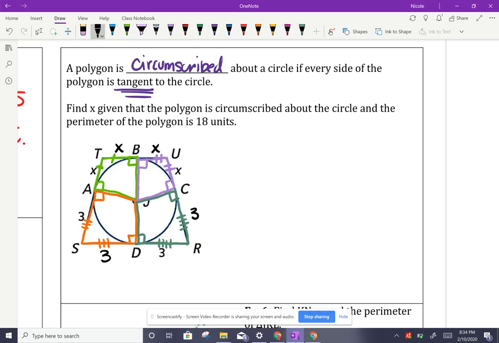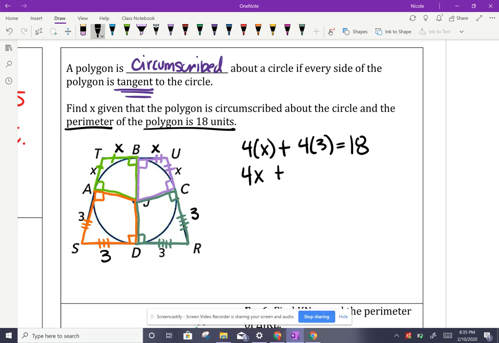So now I'm going to solve my problem. It says find X, given that the polygon is circumscribed about the circle. The perimeter of the polygon is 18 units. So the perimeter means I'm going to add all my pieces together and set it equal to 18. So I'm going to go through and count how many X's I have. I have 1, 2, 3, 4 X's. So 4 times X plus 1, 2, 3, 4. I have 4 3s. And that's all going to be equal to 18.